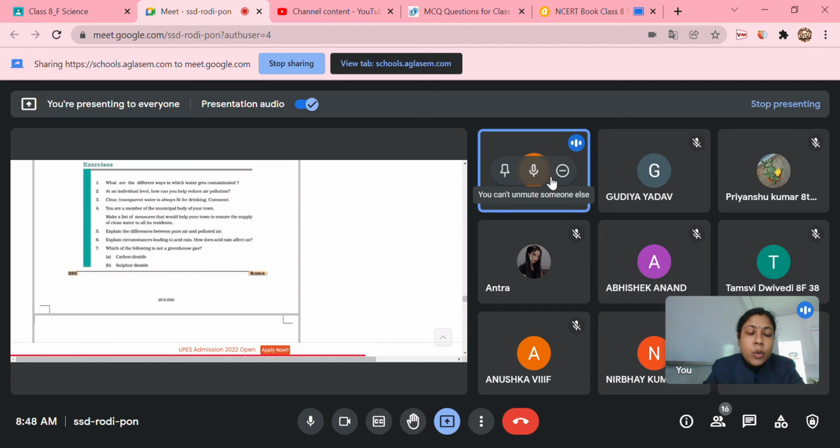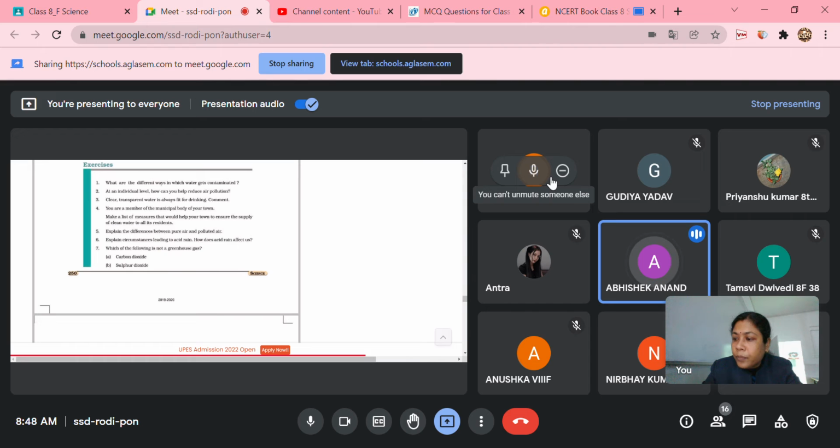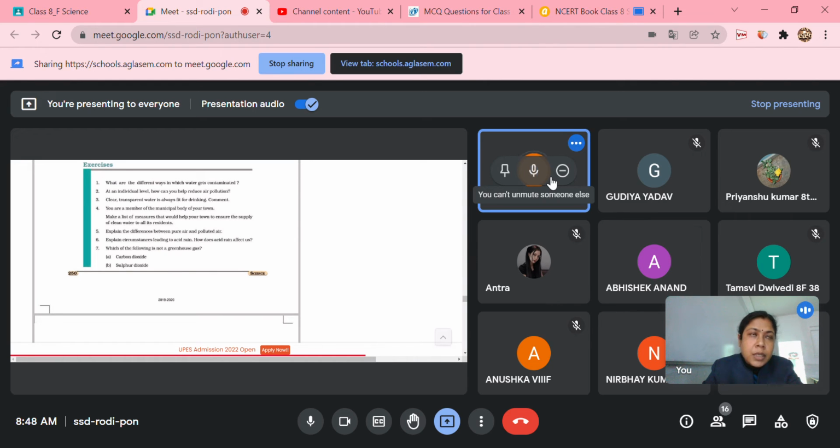At an individual level, how can you help to reduce air pollution? Yes, ma'am, if we plant a single tree every year, it can make a very big difference. And ma'am, we can make others aware to do so. And ma'am, we can use less transport, to reduce petrol and diesel. One is planting trees.